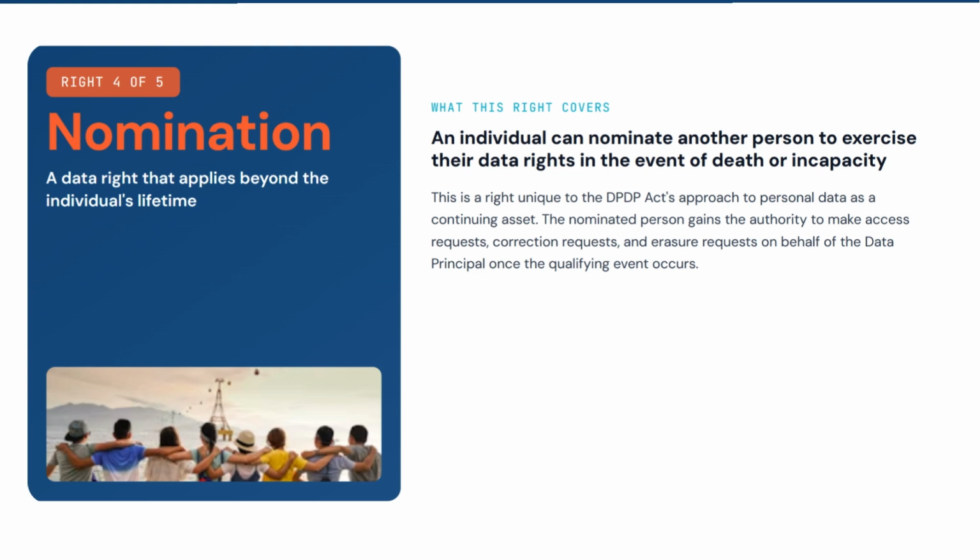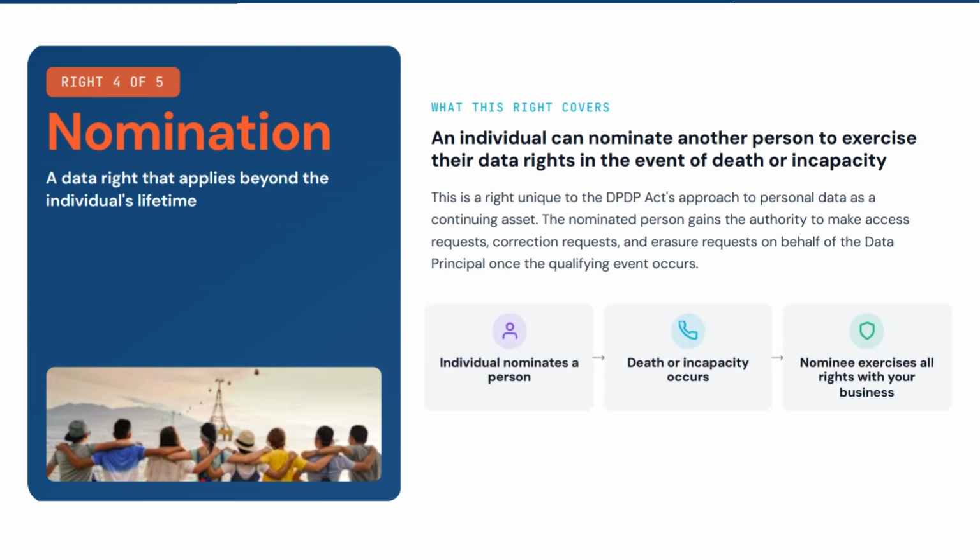Right 4 is nomination. This is a right that extends beyond the individual's lifetime. A data principal can nominate someone, a family member, a trusted person, to exercise their data rights in the event of death or incapacity. That nominee can then make access requests, correction requests, and erasure requests directly to your business. You need a process for handling this. Who is the nominee? How do you verify the qualifying event? Who in your business responds? Think about this before it happens.